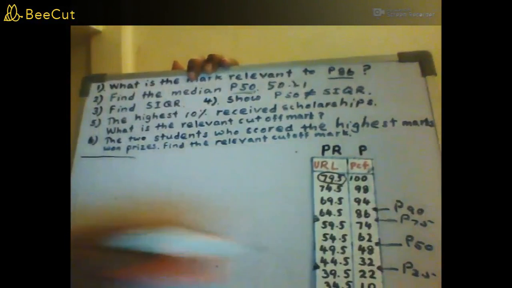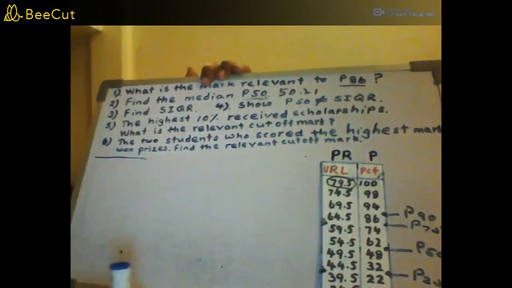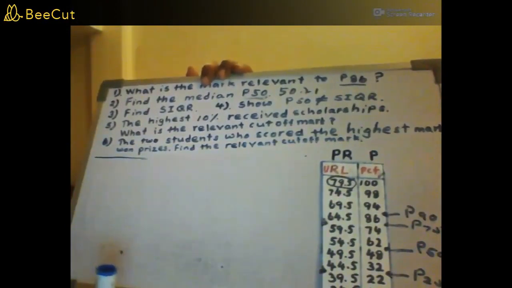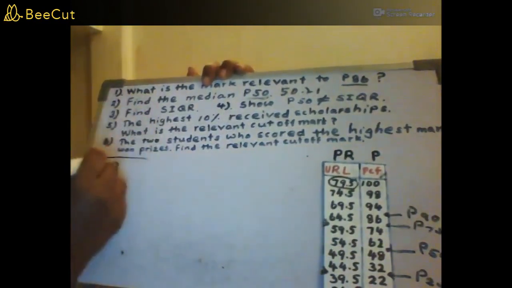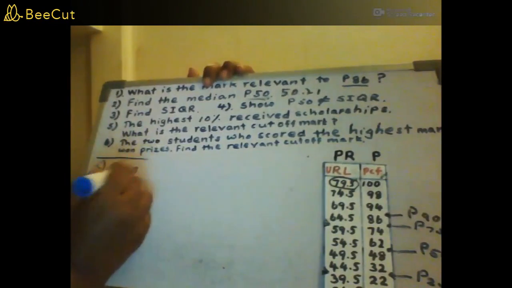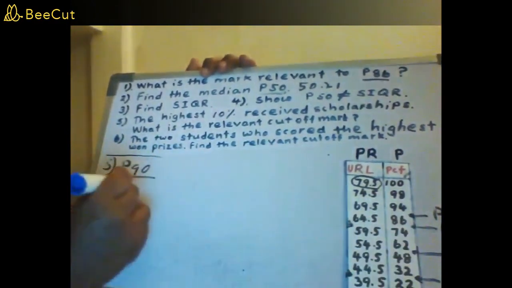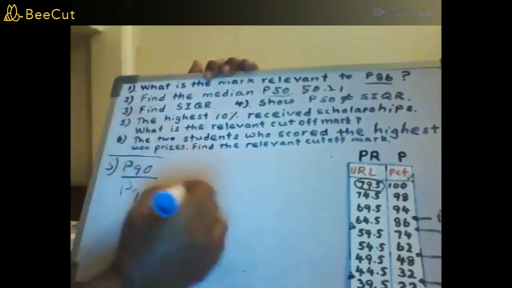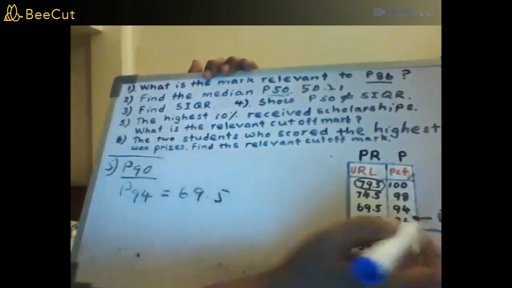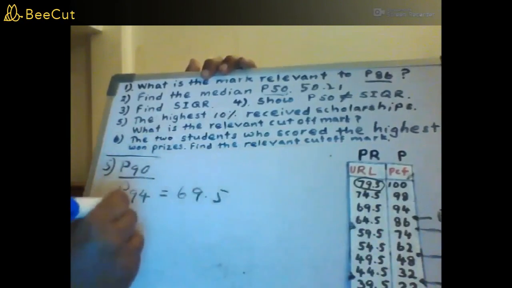Okay, now we'll take 90%, P90. So you write it here, that is our 5th question. P90. Here we can write P94 equals 69.5. P86 equals 64.5.